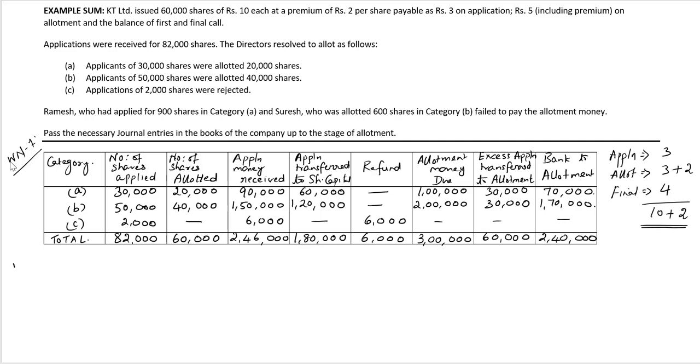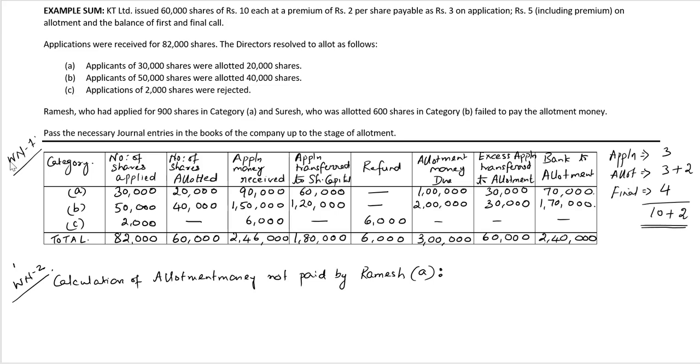Let's move on to the second working note. Working note 2. It says here Ramesh, who had applied for 900 shares in category A, failed to pay the allotment money. So let's do the calculation of allotment money not paid by Ramesh. Ramesh belongs to category A.